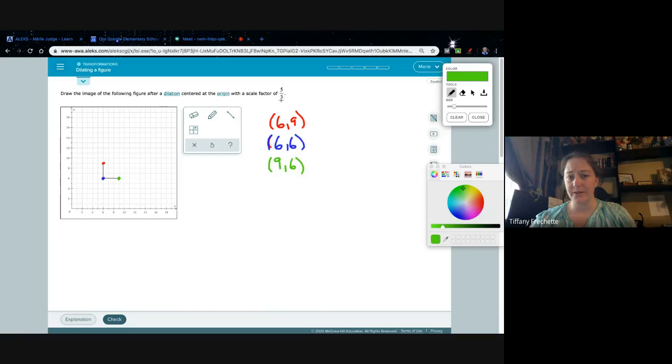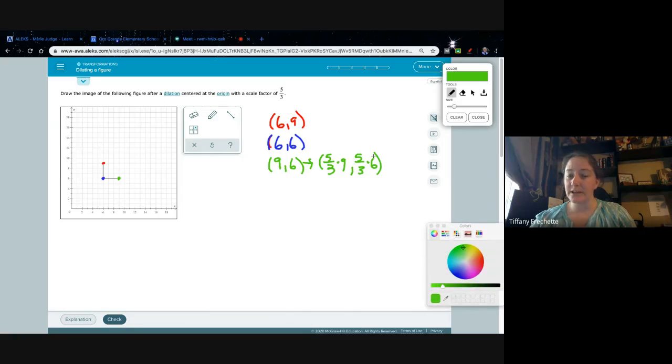And I want to do a scale factor of 5/3. So that means I'm going to take each one. I have 5/3 times 9, comma, 5/3 times 6. This one does look a little bit meaner than the first one, but it's really not. We're going to multiply across the top and divide. So we have 5 times 9, and we get 45 over 3. And then we're going to do the same thing here. So we have 5 times 6, and we get 30 divided by 3. So multiply first, and then divide.